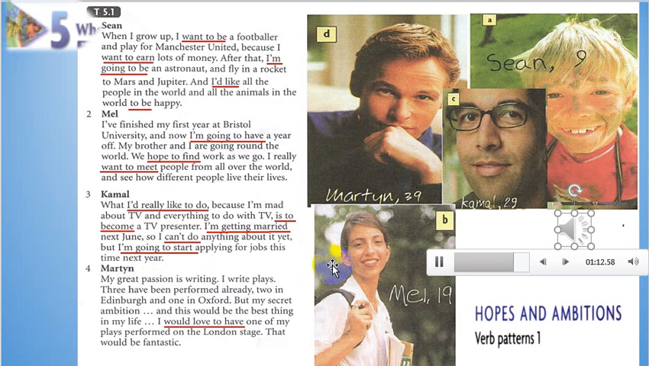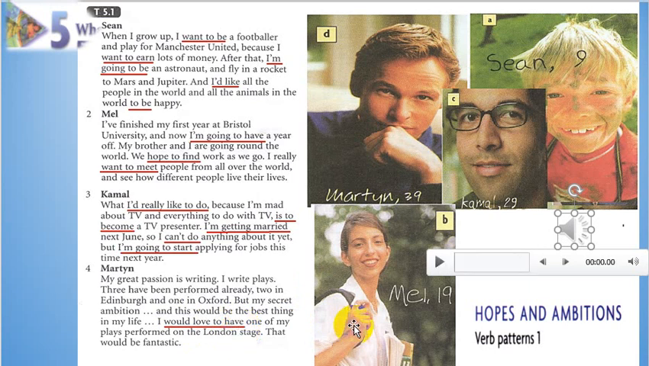Martin. My great passion is writing. I write plays. Three have been performed already, two in Edinburgh and one in Oxford. But my secret ambition, and this would be the best thing in my life, I would love to have one of my plays performed on the London stage. That would be fantastic.